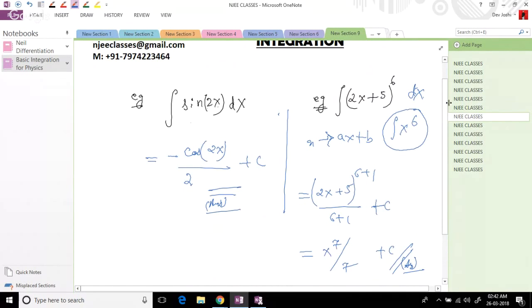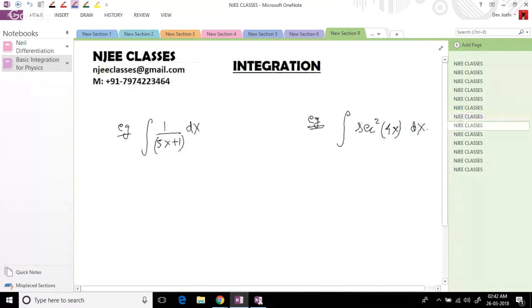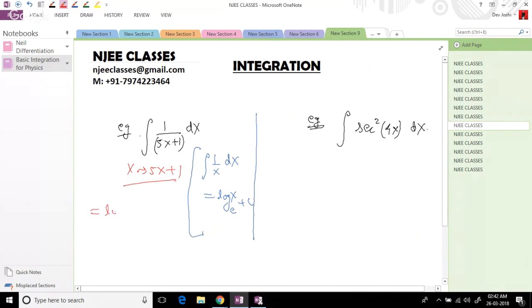Correct? Alright. Next is another example. 1 upon 5x plus 1. So basically we are expecting the integral of 1 by x dx. So what is its integration? It is simply log x on the base e plus c, correct? And here we are having the integral of 1 upon 5x plus 1. So again x is replaced by 5x plus 1, ax plus b, correct? So what is my integration? That is going to be equal to log of 5x plus 1 on the base e divided by the coefficient of x, that is simply 5, plus c. Correct? So that is going to be my final answer.